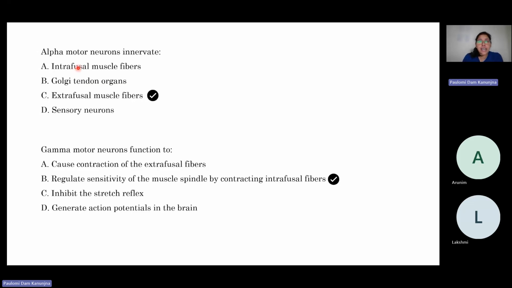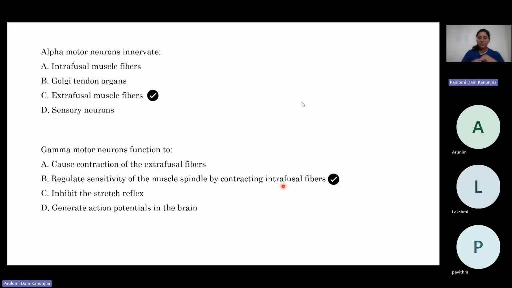So alpha motor neurons are in the extrafusal muscle fibers. Gamma motor neurons regulate the sensitivity of the muscle spindle by contracting intrafusal fibers. Now, as someone asked, let me quickly give you a mind map of what's happening. So you have extrafusal muscle fibers and intrafusal muscle fibers. For the timing, I will refer to them as extra and intra. And you have three kinds of neurons: sensory neurons, gamma motor neurons and alpha motor neurons.